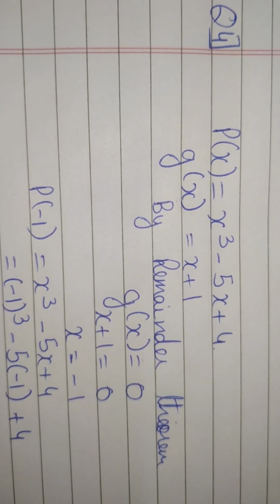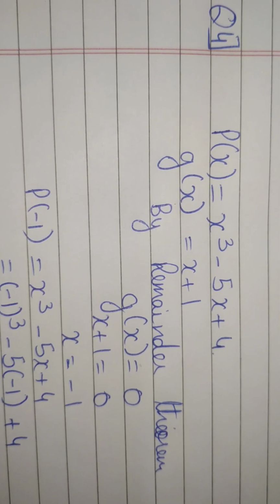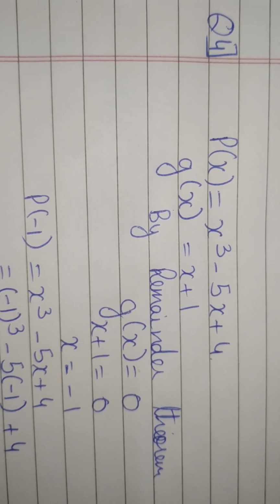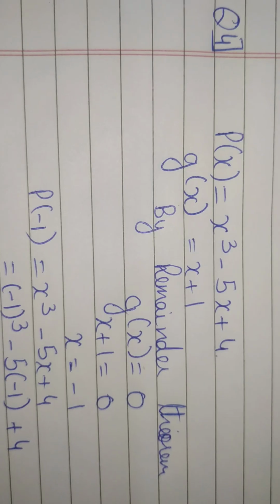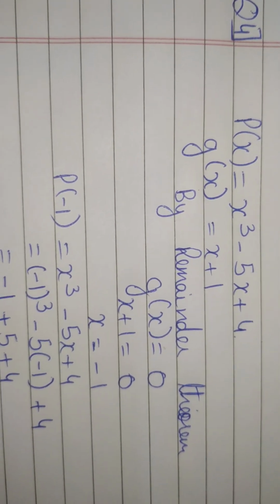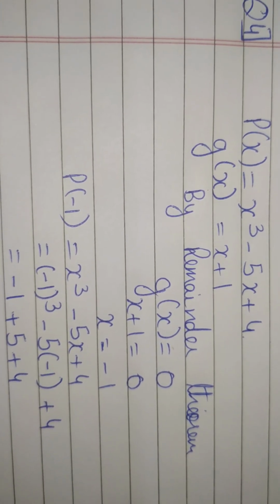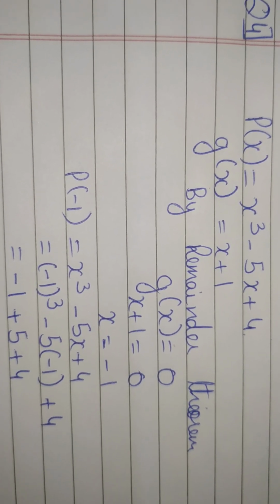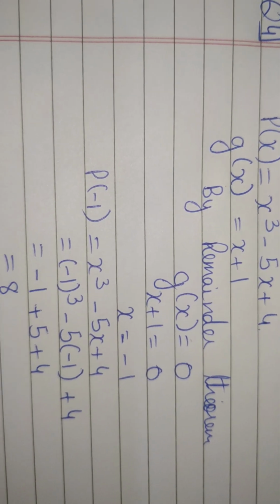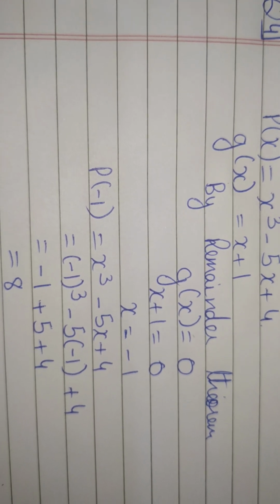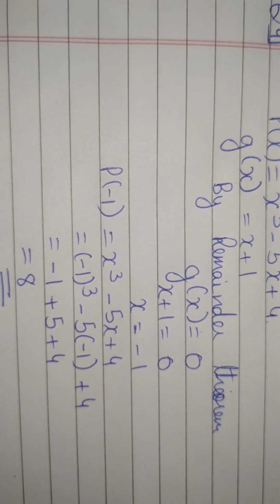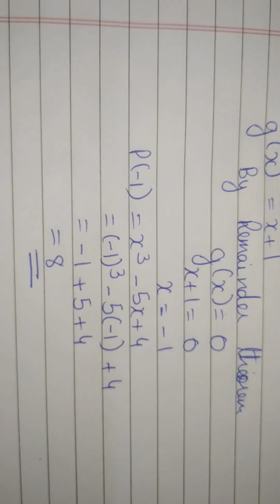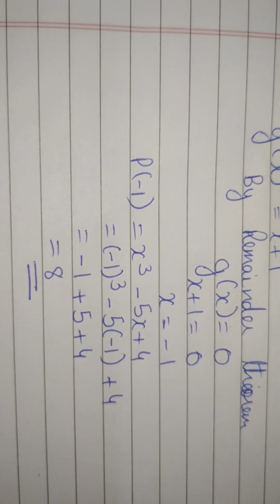P of x is equal to x raised to 3 minus 5x plus 4, and g of x is equal to x plus 1. By remainder theorem, g of x is equal to 0. So in place of g of x, what will I put? x plus 1 is equal to 0. So x is equal to minus 1. So now the value of x is minus 1, and we have to substitute it in p of x. After substituting in p of x, we will get the answer 8.